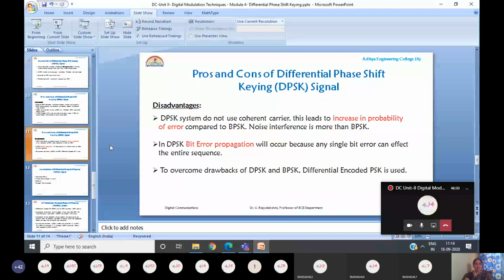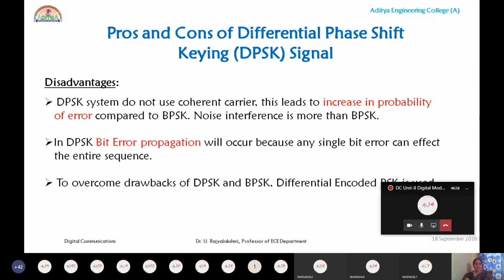So the final drawback is that. Already I told you that this uses unipolar, so power consumption is less. So what are the two main drawbacks here? The first drawback is the same for any non-coherent version, that is an increase in the probability of error, because you are not using the coherent carrier. And the second one is bit error propagation. This you should minimize, actually.